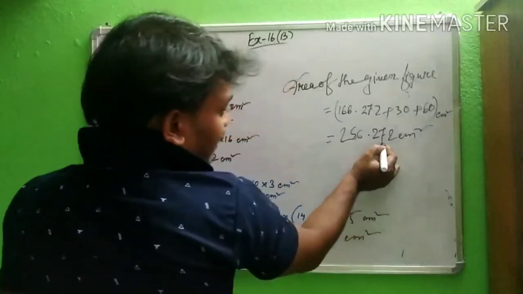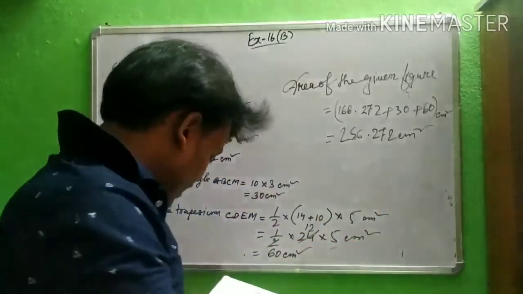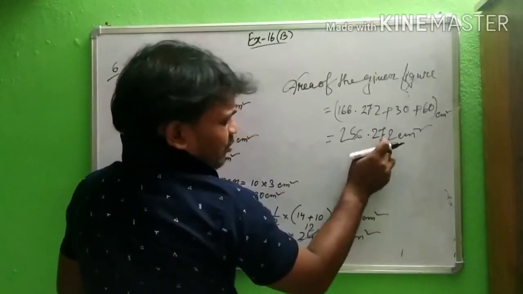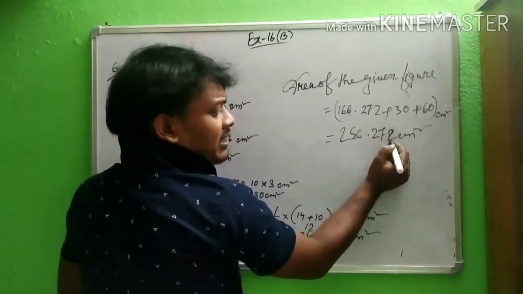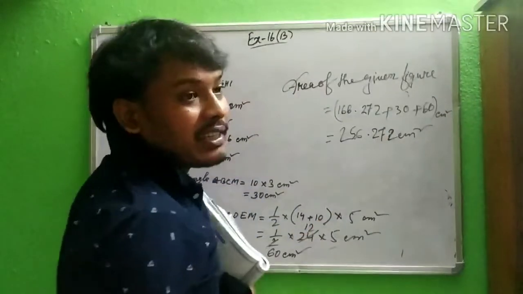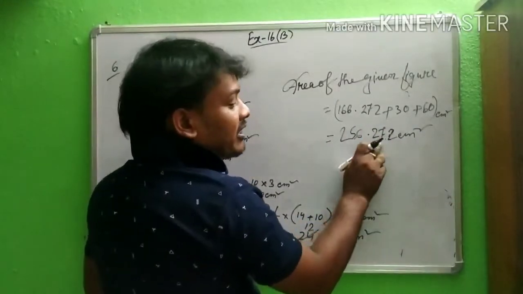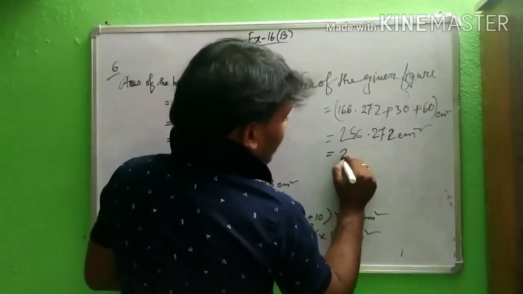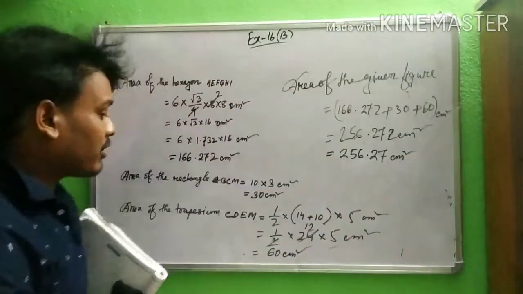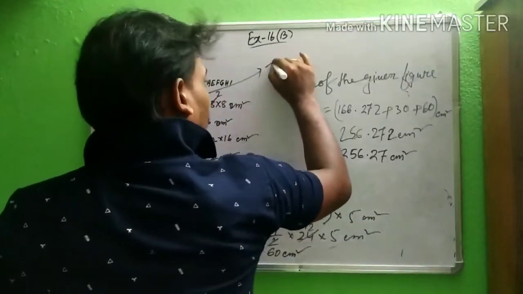Since we round up to 2 digits, we take the value in the book up to 2 digits. If we round up to 2 decimal places, the third digit is less than 5. If the value is less than 5, then no need to change the digit. If the value is greater than or equal to 5, then we add 1 to the previous digit. So here the value is 256.27 centimeter square.